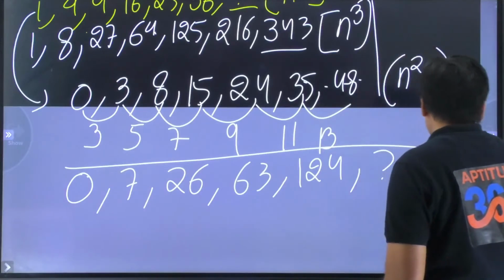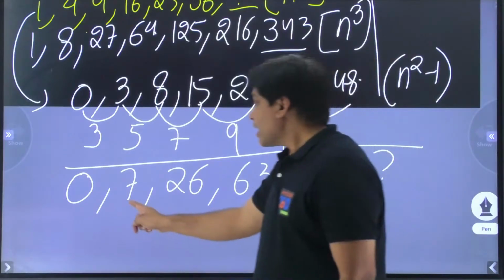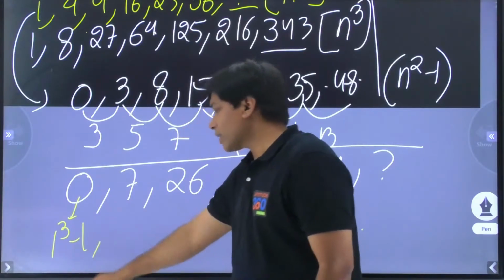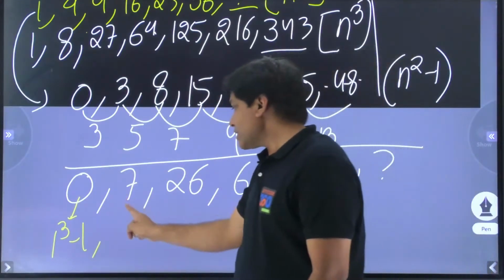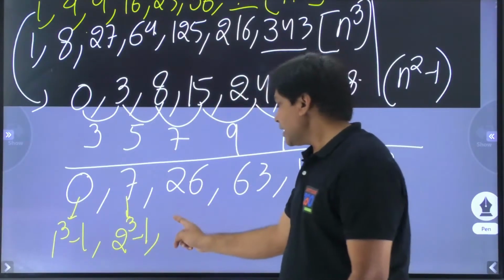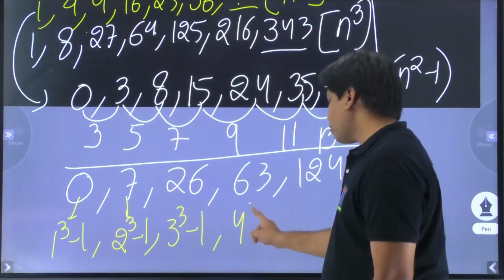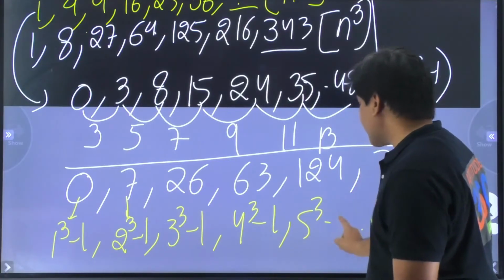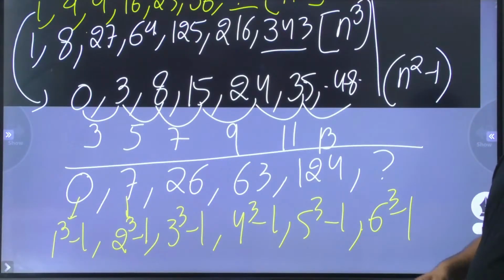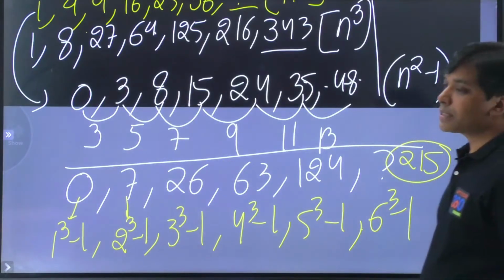So what should we be doing to find out the next term? Understand this. Over here, this term is 1 cube minus 1, isn't it? And this is going to be 2 cube minus 1. Simply, this one is going to be 3 cube minus 1, and then 4 cube minus 1, and then 5 cube minus 1. So what is going to be the next term out here? This is going to be 6 cube minus 1, which is 216 minus 1, that is 215. Are we clear with this?